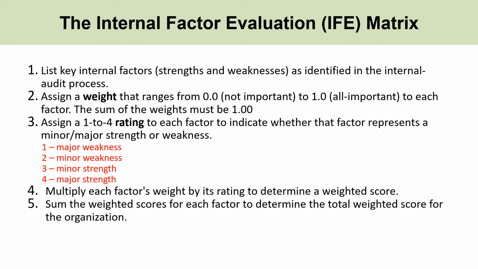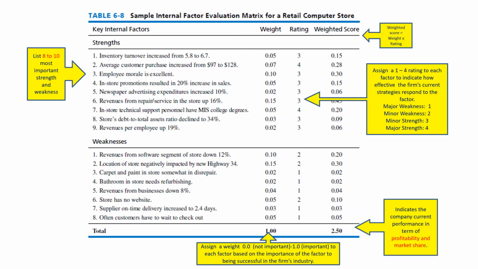The first step is to multiply each factor's weight by its rating to determine a weighted score. Finally, you need to total the weighted scores for each factor to determine the total weighted score for the organization. Just now we have discussed the 5 steps on how to construct the IFEM.